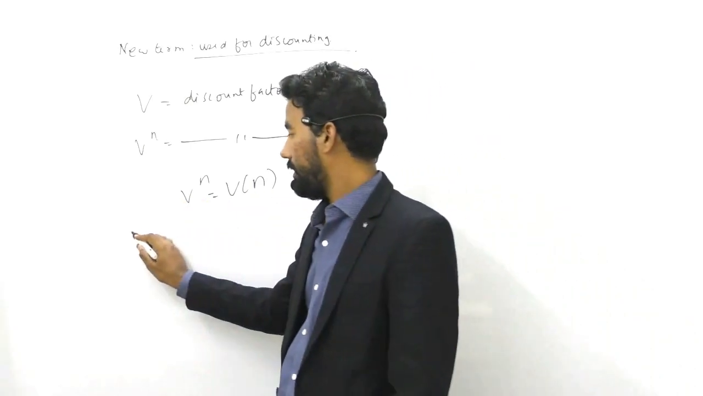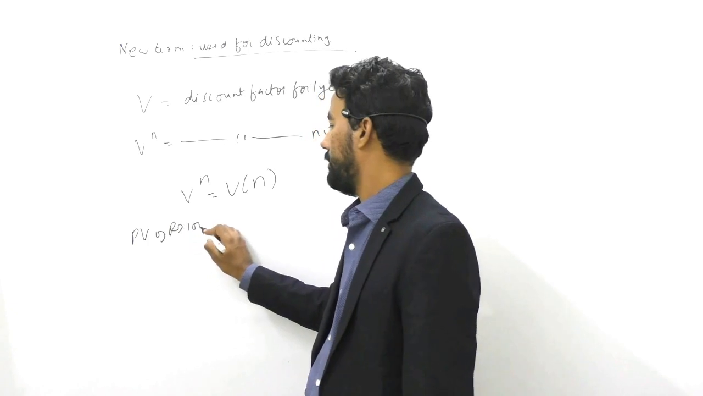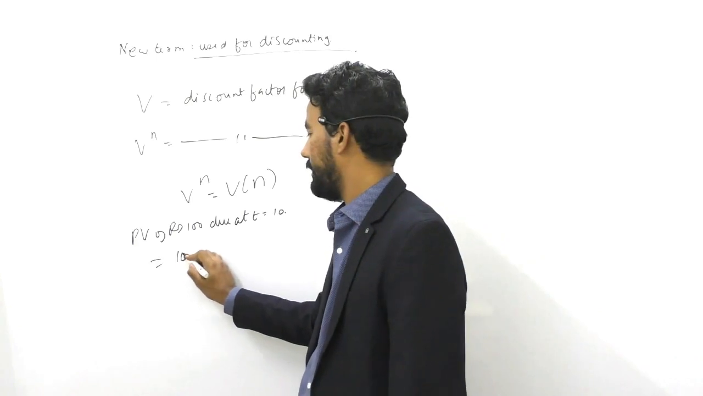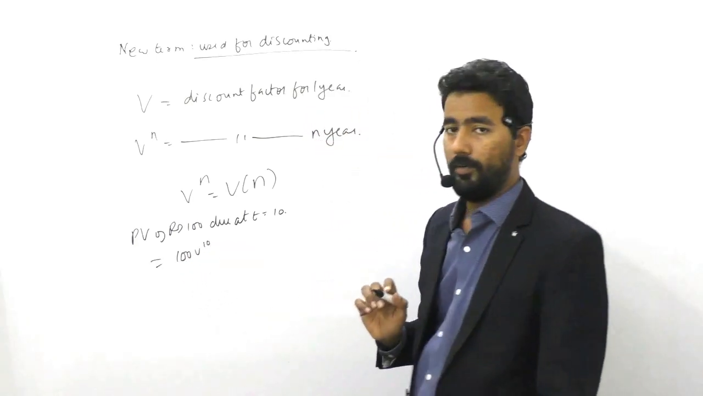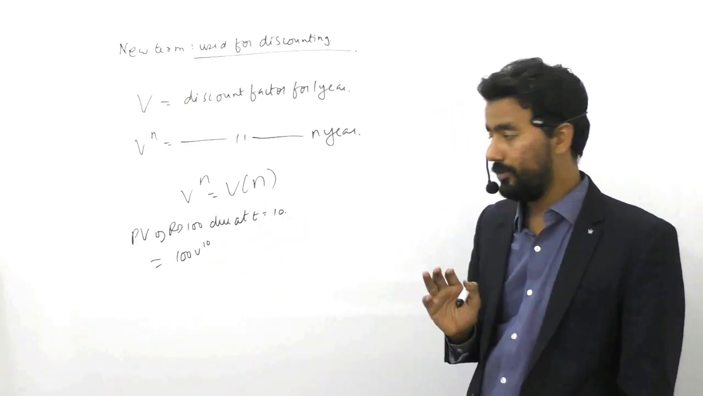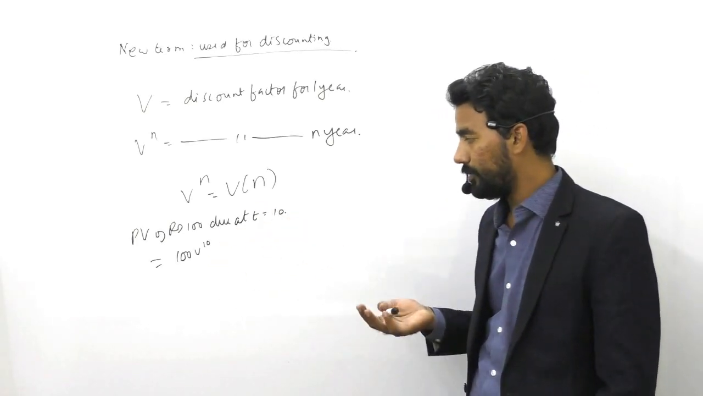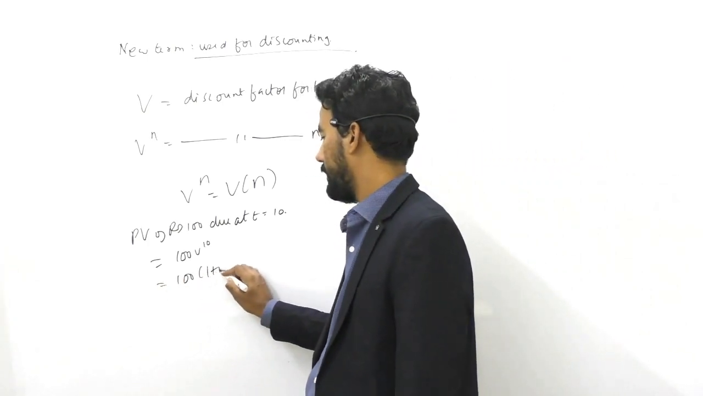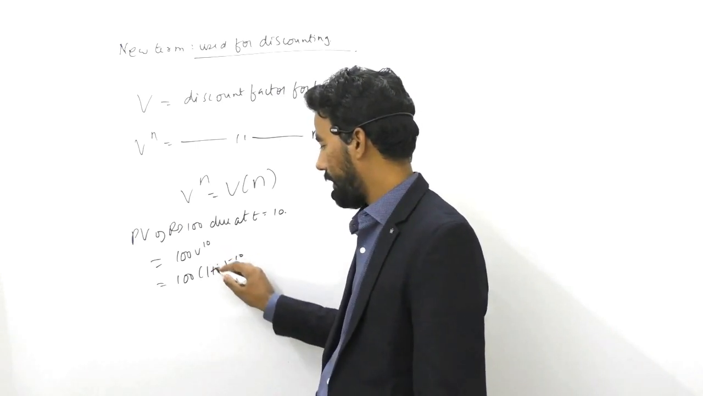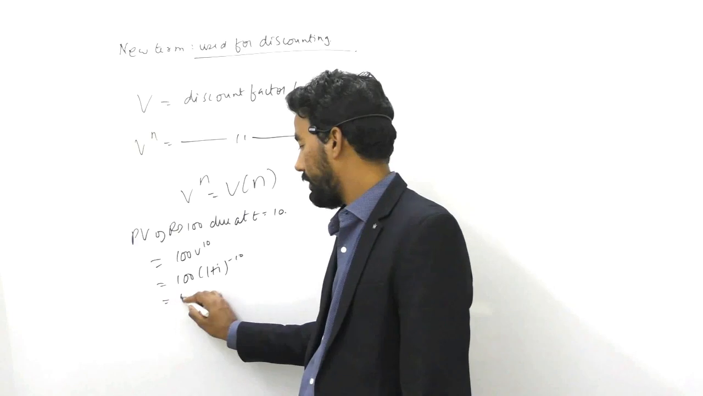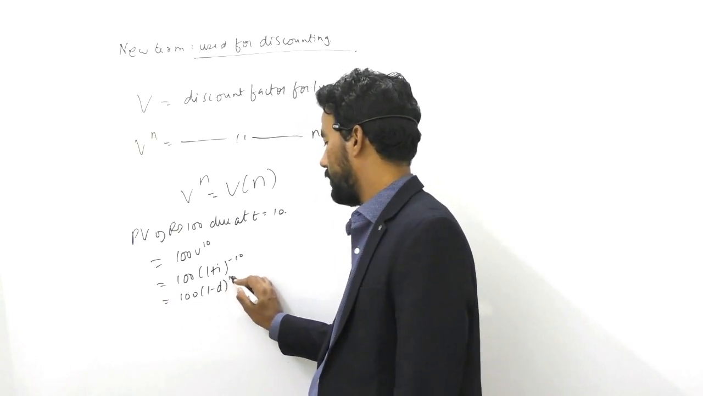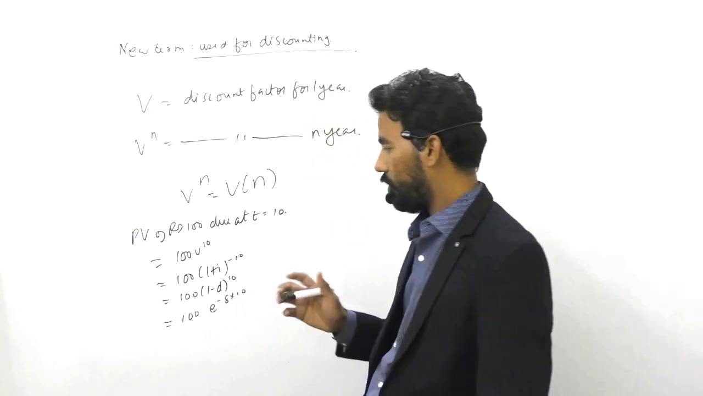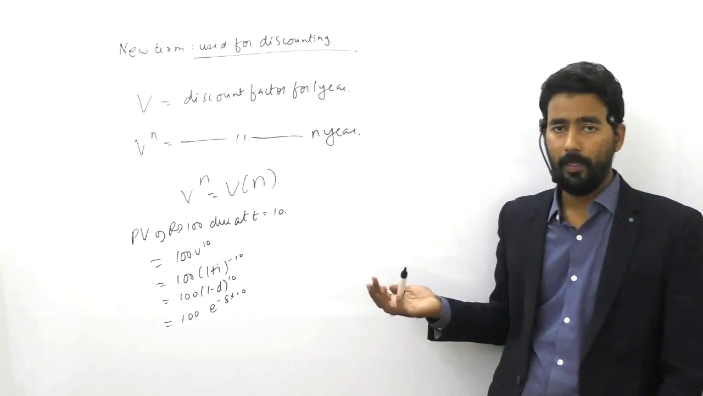So for example, if I want to write the present value of rupees 100 due at time 10, this is written as 100 V raised to 10, which means 100 rupees is being discounted for 10 years. Now once you write this, you look at what further information is given. If the question gives information on i, you write this as 100 into 1 plus i raised to minus 10. So the discount factor for i is 1 plus i raised to minus n. Or you can write it as 100 into 1 minus d raised to 10. Or you can write this as 100 into e raised to minus delta into 10. So the discount factor of every kind of interest rate is being denoted by V basically.